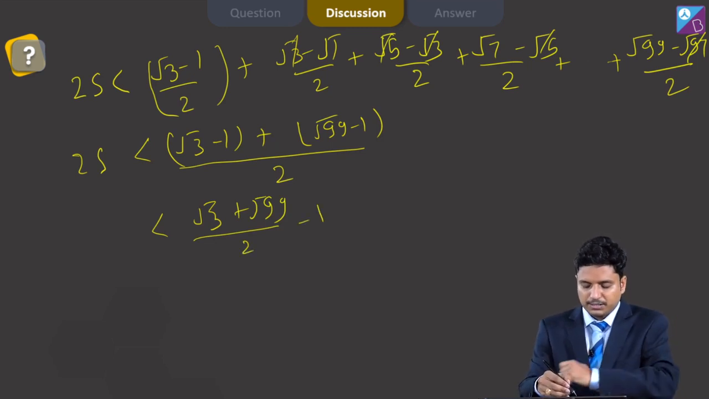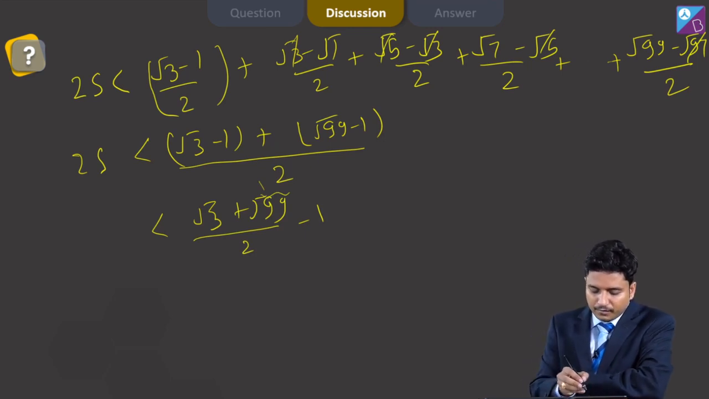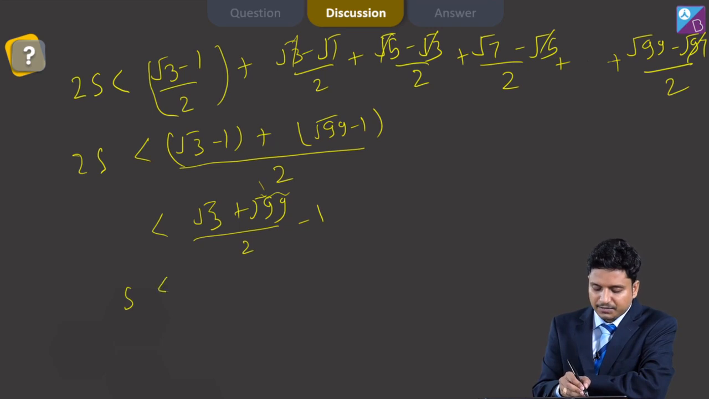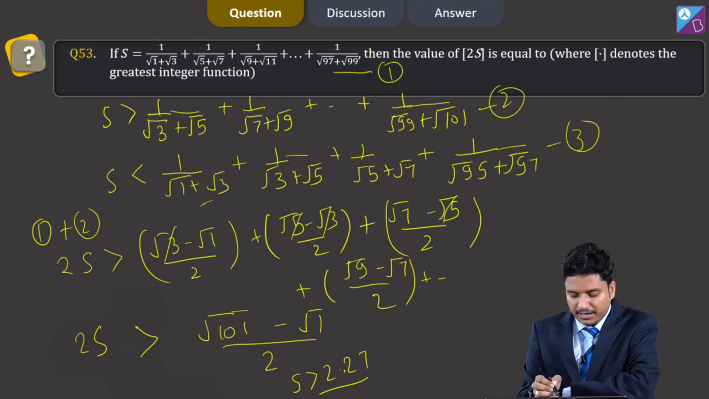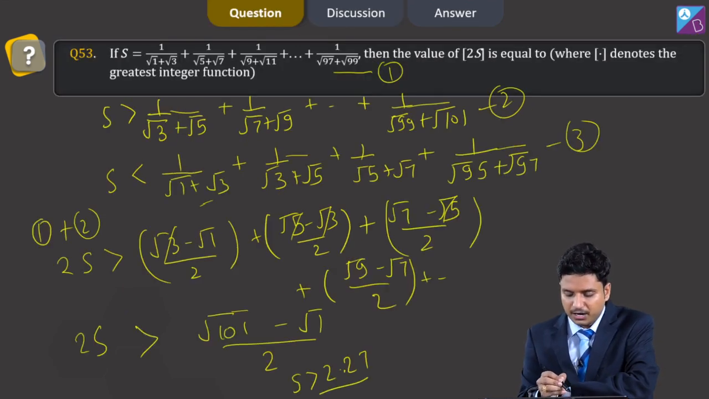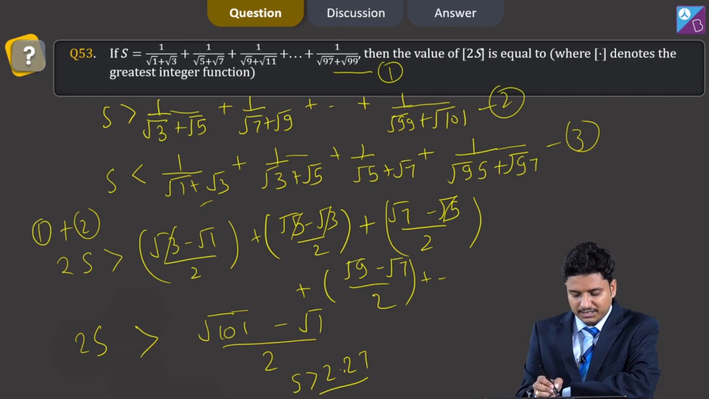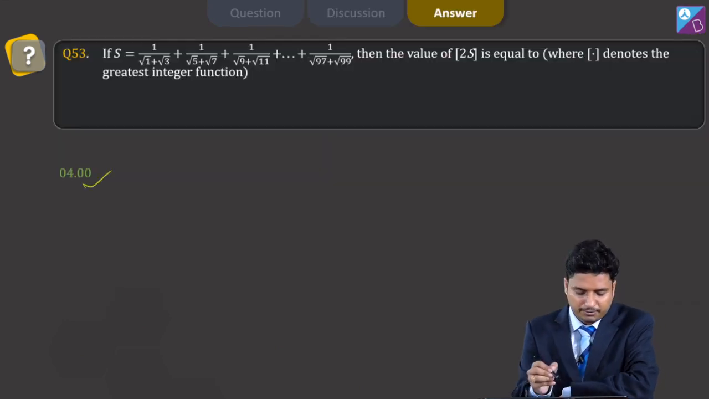What you can observe, suppose this is 9.8 or 9.9 something and 1.732. So s is still somewhere less than 2.42. S was greater than 2.27, but s is less than 2.42, and that is why the integer part of s is actually 2. But here we have to focus on the integer part of 2s. So 2s is greater than 4.54, but 2s is less than 4.84. That means the integer part of 2s will be 4 itself. So the correct answer for this question will be 4 itself.